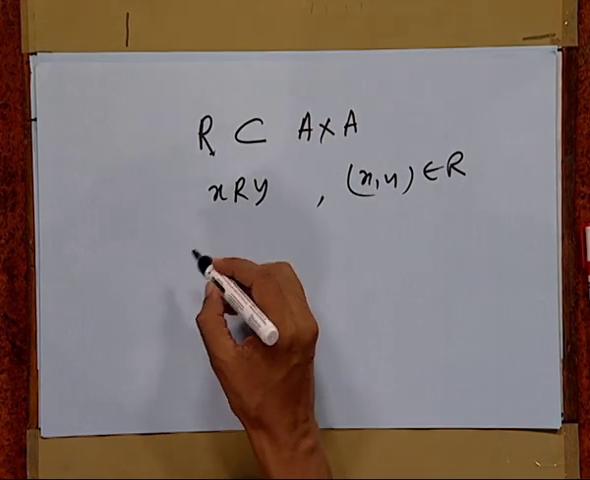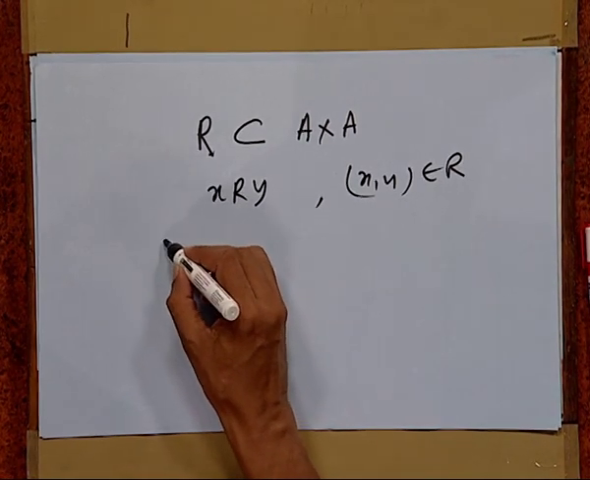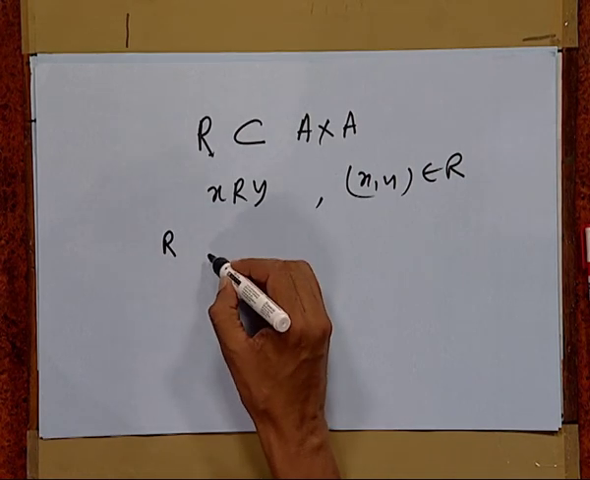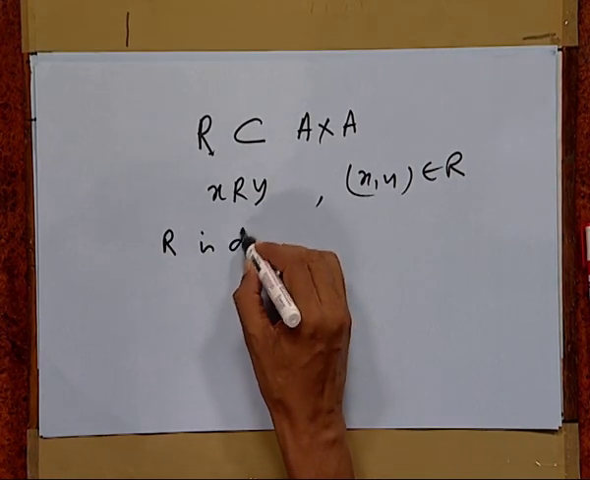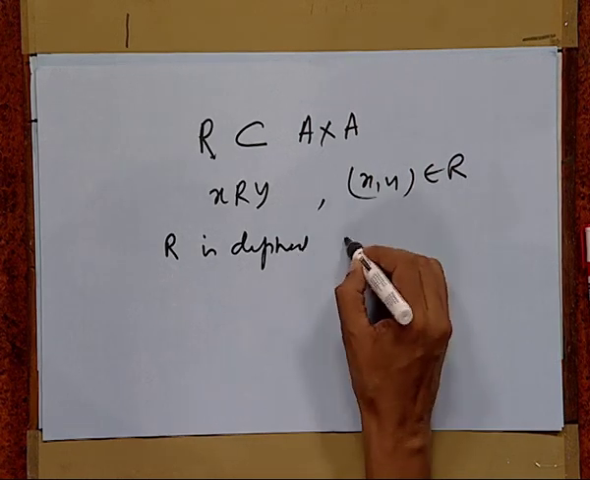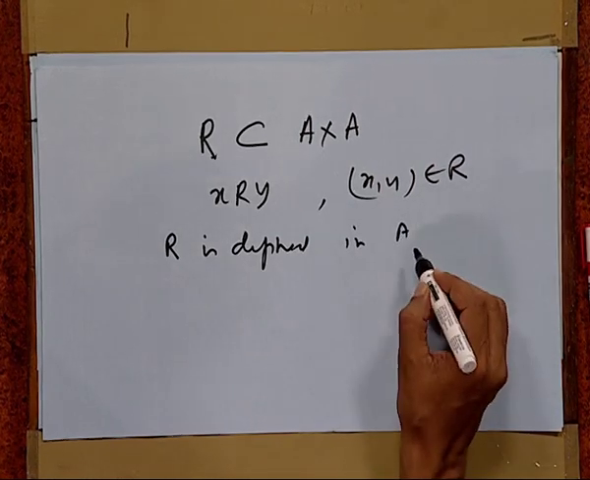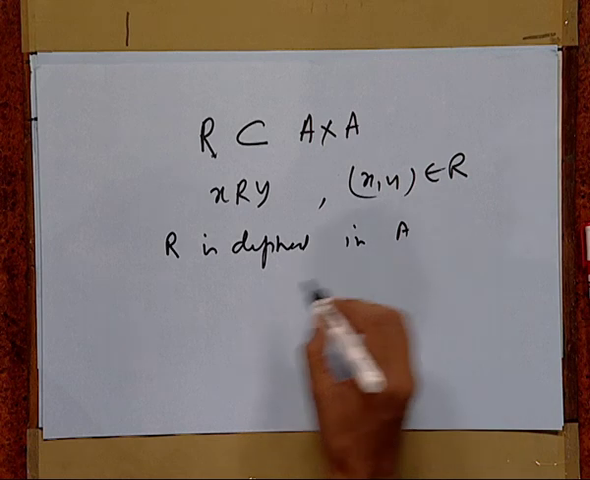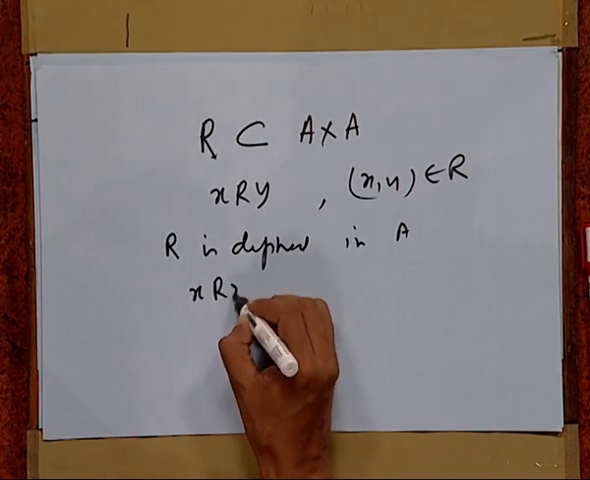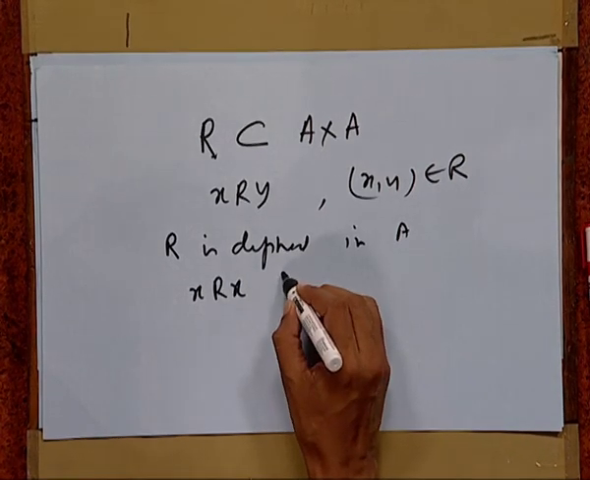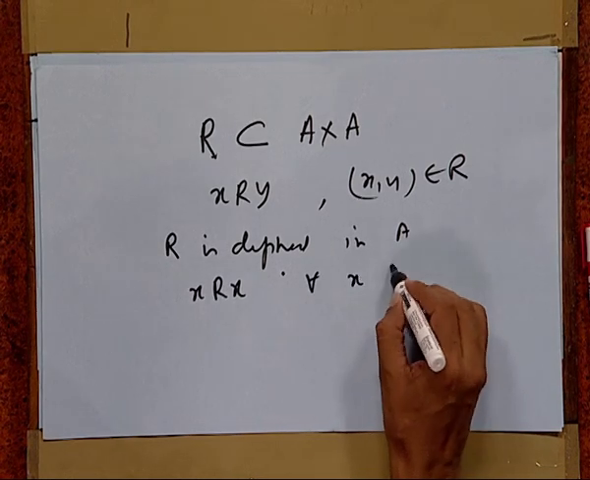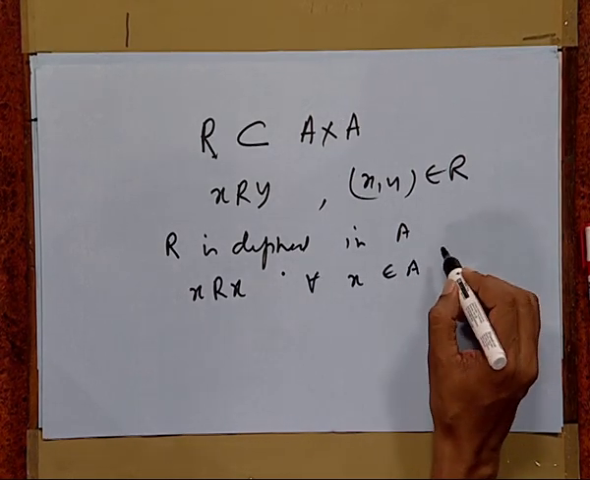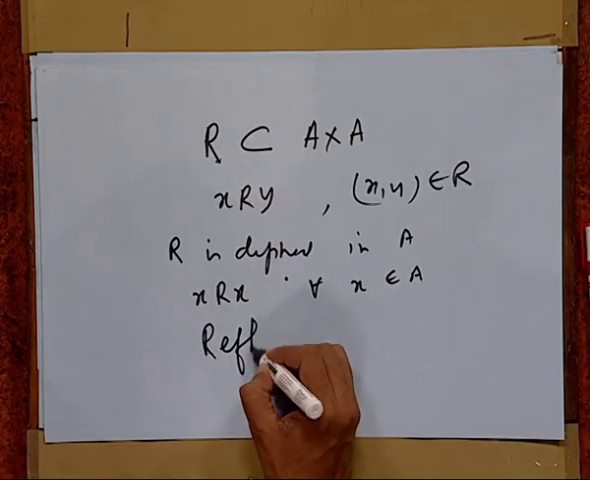Now, if a relation R defined in a set A is such that xRx for all x belonging to A, that is every element is related to itself, then we say R is reflexive.